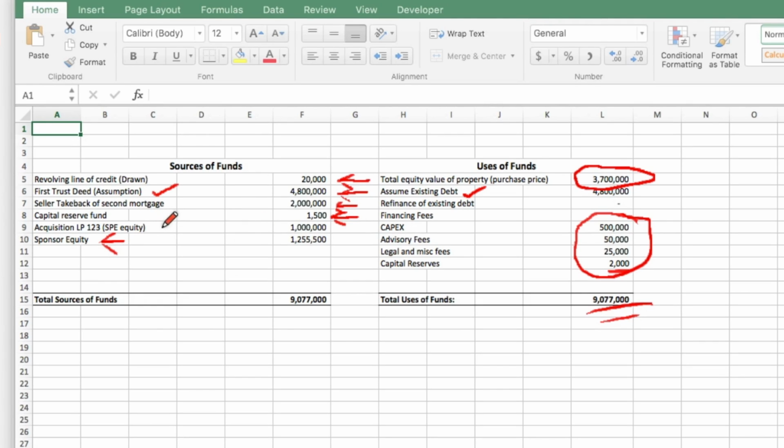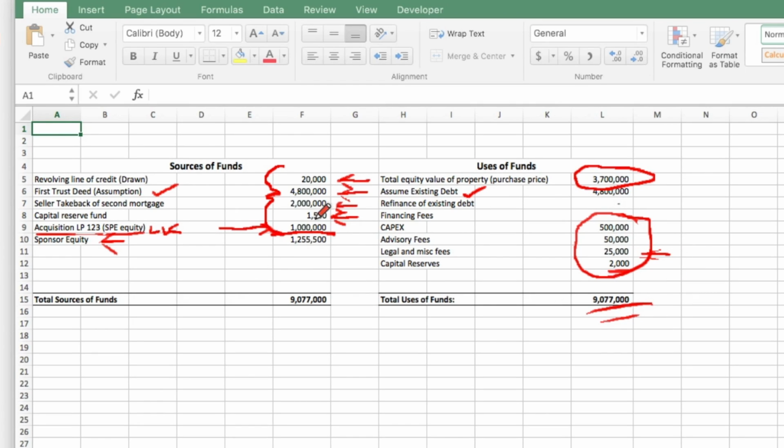We might have put together a syndication, which is where this legal fees for $25,000 comes from. We may have been able to raise $1 million in that SPE. In this particular case, it's acquisition LPE 123, like LLC. And that's going to contribute $1 million. And I'm going to stop there and draw a line, because now what we have is all of our sources of funds up to this point here, and it still doesn't equal this number.